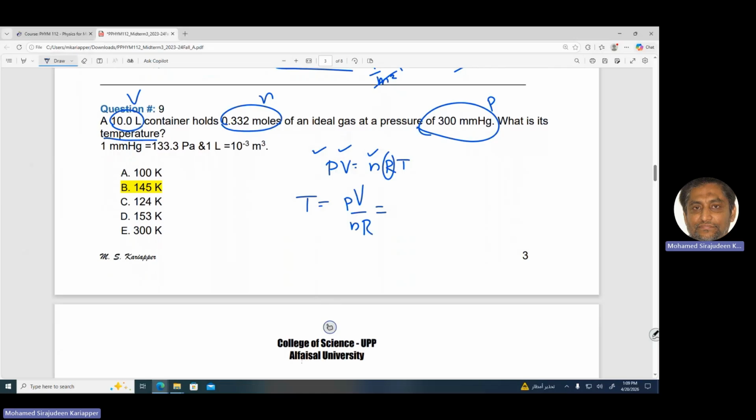So pressure is in millimeter mercury. This is the conversion. It is given in the question itself. 1 millimeter mercury is that much. So what you have to do is to multiply by 133.3. So pressure, let me substitute, 300 multiplied by 133.3. So now this is the pressure in Newton per meter squared.